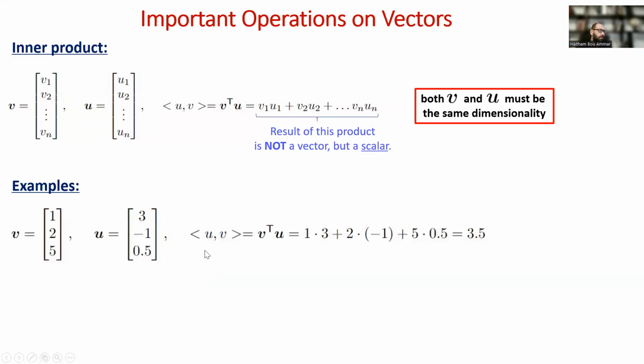So here's an example. Imagine I have a vector v made of 1, 2, 5, and a vector u made of 3, -1, and 0.5. Now, if I do the inner product between u and v, meaning u transpose v or v transpose u, remember, they're symmetrical, then I take the first components, 1 and 3, and multiply them together. That's u1 v1, or v1 u1. Take the second components, multiply them together, so you'll get 2 times -1. Take the third components, 5 and 0.5, multiply them together, and then add them all together.